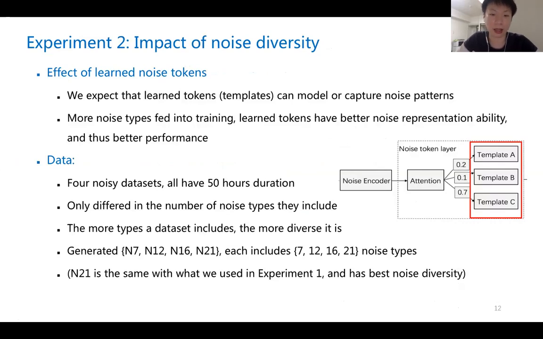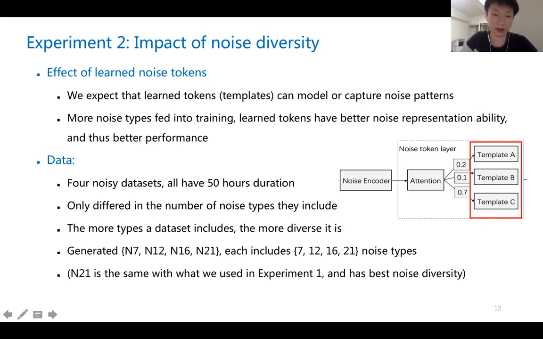Next, we checked the impact of noise diversity. Noise diversity means how many noise types are included in the training set. We expect that learned tokens can model and capture noise patterns, as dictionaries do in NMF-based approaches. So if more noise types are fed into training, the learned tokens will have better noise representation ability and thus better performance. In order to conduct our experiment, we generated 4 noise databases.